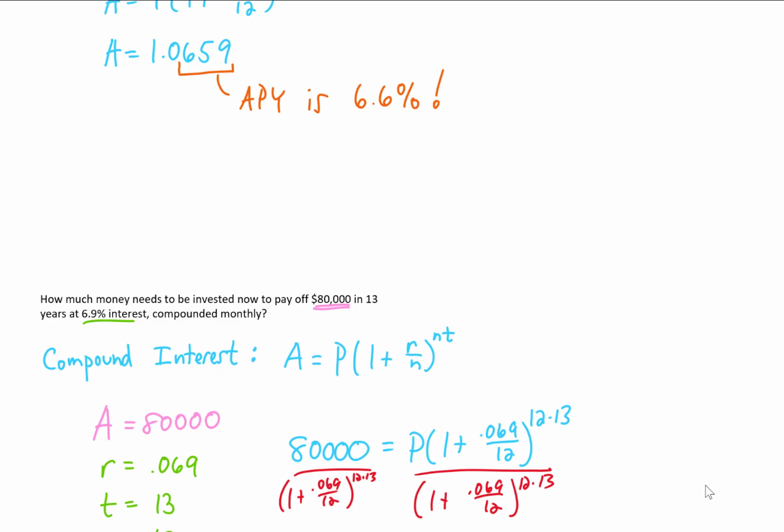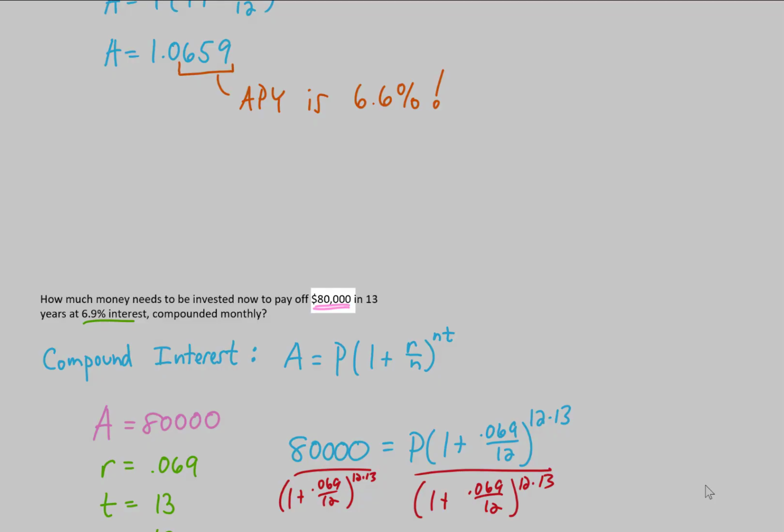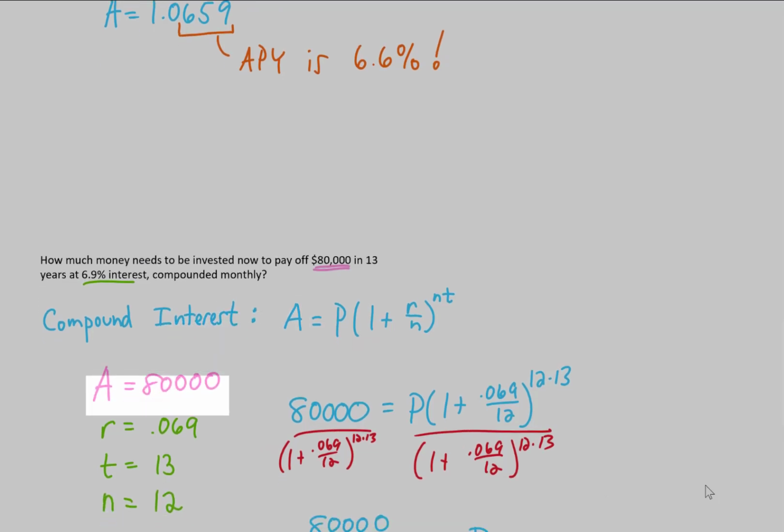Now the thing to notice about this problem right off the bat is that this $80,000 is not how much money we're investing into an account. It's how much money we want to have in the account after 13 years. So this $80,000 is not P, our initial investment. It's A, the amount that we want in the account after 13 years. So they've given us $80,000 is A. They also give us R is 0.69, T is 13, and N is 12 because we're compounding monthly again.